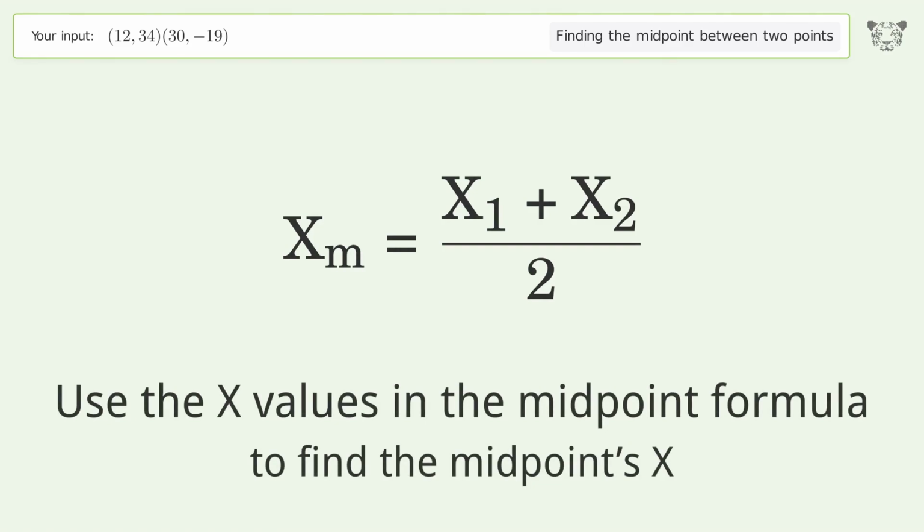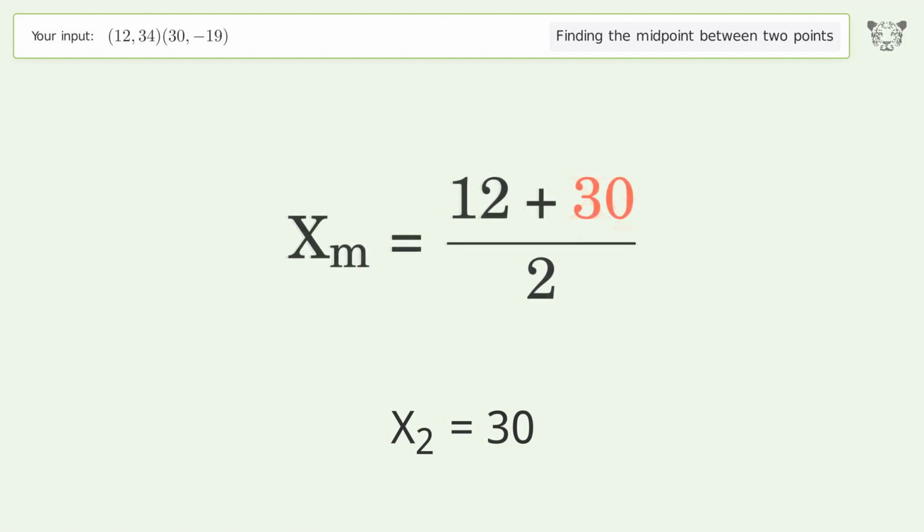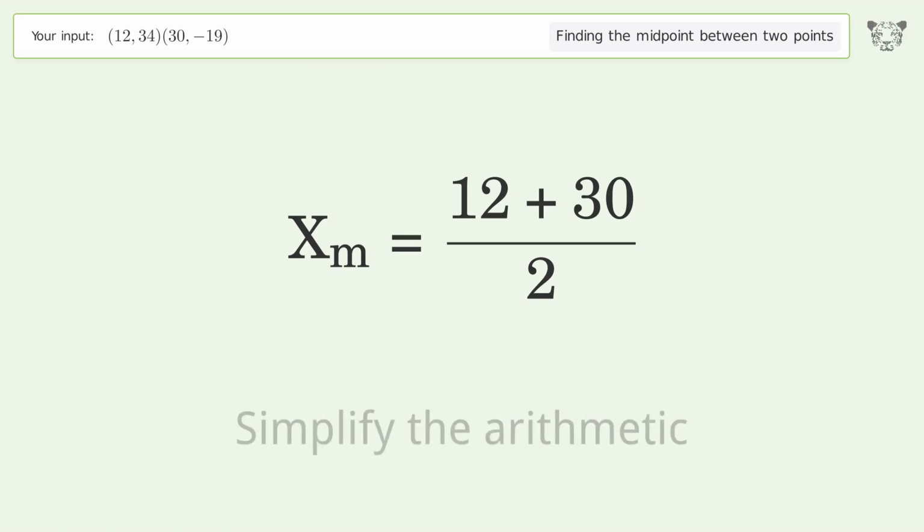Use the x values in the midpoint formula to find the midpoint's x. x1 equals 12. x2 equals 30. Simplify the arithmetic.